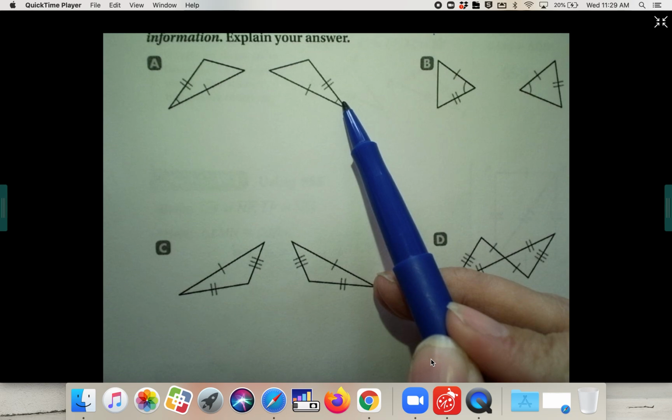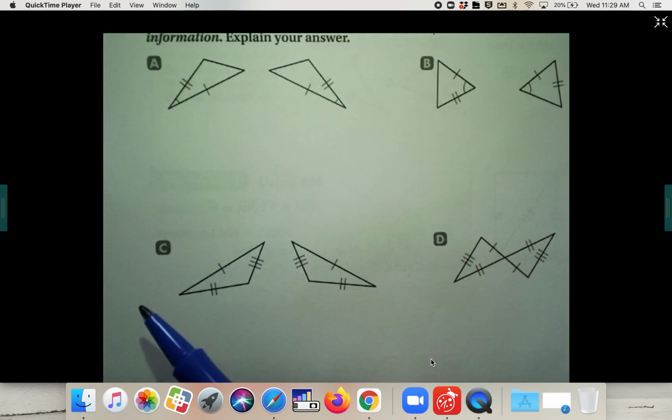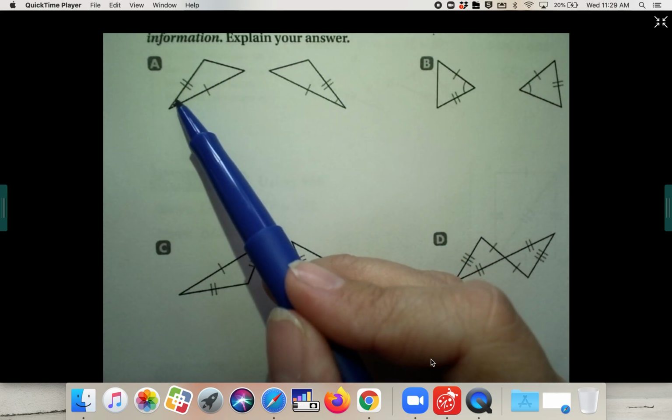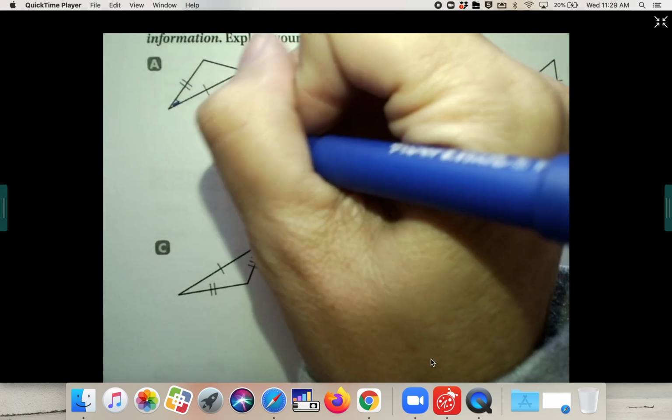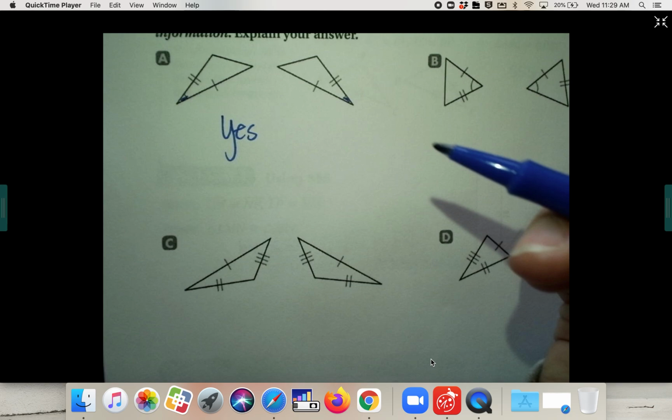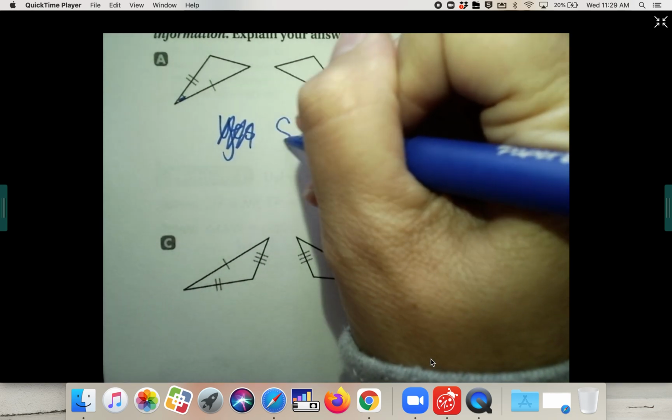All right, so A, I see a side, side. I see an angle, angle, side, side. And what I want you to notice is this angle is between the two sides. It's included. So that is why this is a yes.